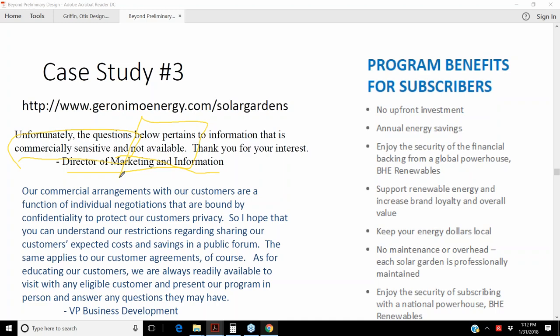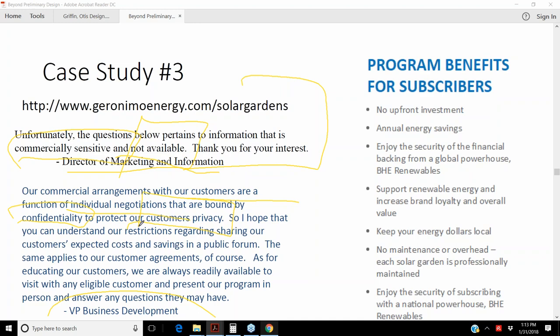So right now with the import tariff and the tax credit, we're making solar more expensive and then giving that money back through returns on our taxes. But at the same time, that means that only people who can benefit from the tax credits can really do solar in a profitable manner. It's not optimal, but it is what it is. Well, I didn't think that answer was very good, but right after I got that email from the director of marketing, their VP of business development sent me an email, and he wanted to explain why they couldn't provide me with any program details. They said that the customer's contracts are a function of individual negotiations bound by confidentiality to protect customer privacy.